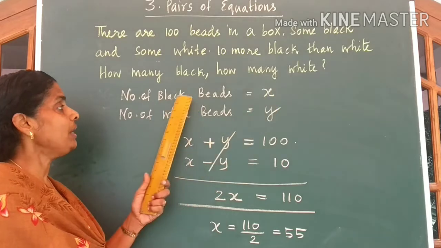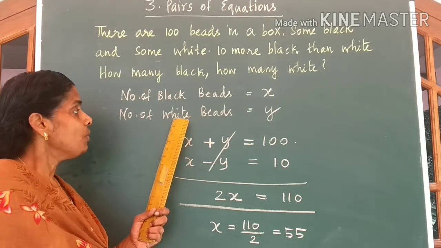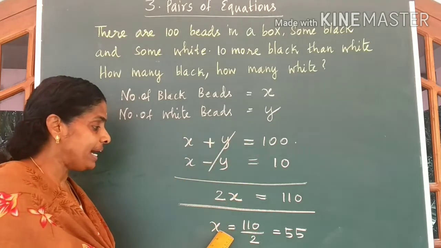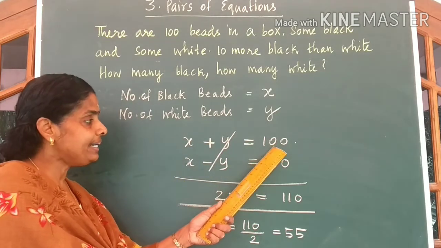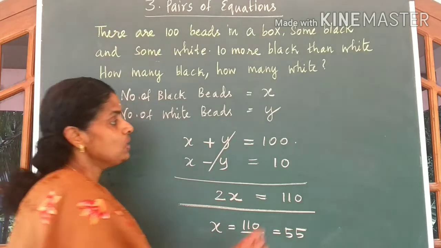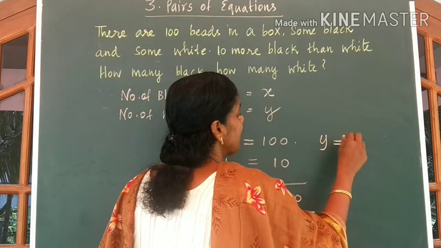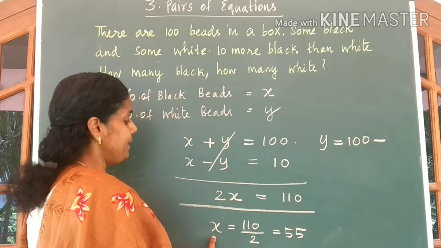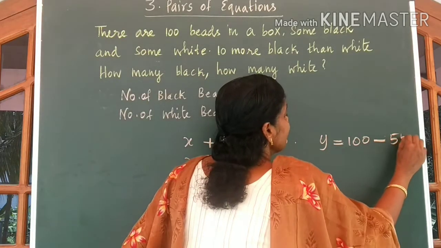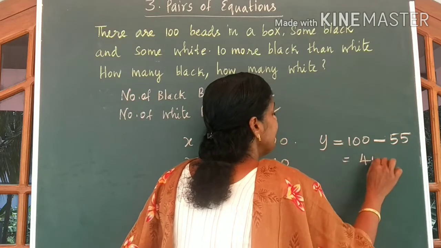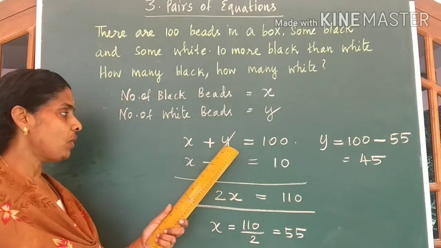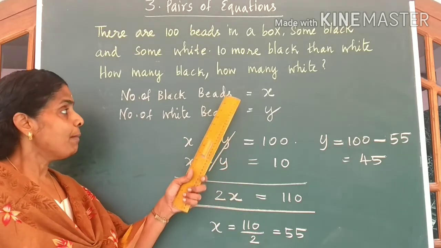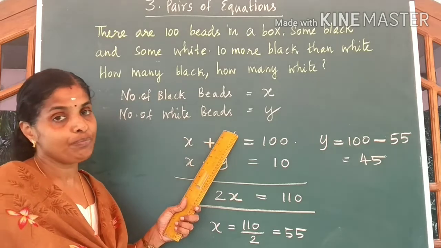x stands for black beads. Now what can you say about the number of white beads? Number of white beads would be 100 minus 55. So white beads, y, will be equal to total number of beads minus total number of black beads. That gives you 45. So by solving these two equations, we got the number of black beads and also white beads.